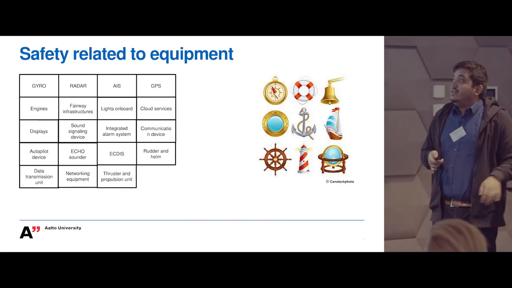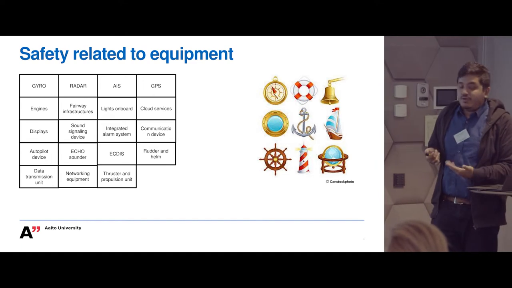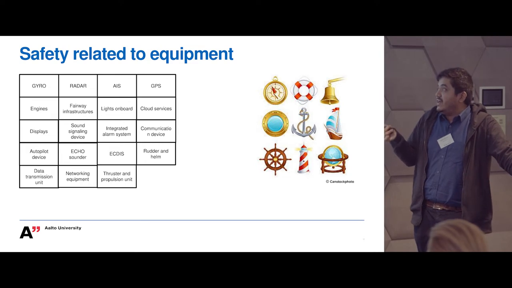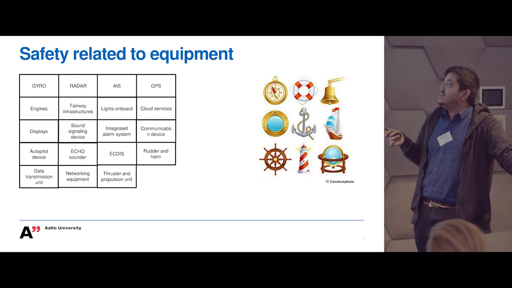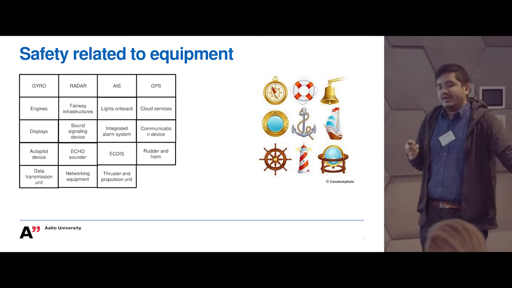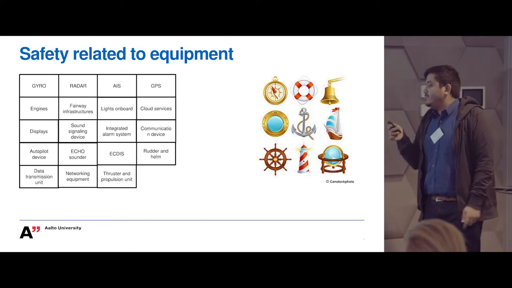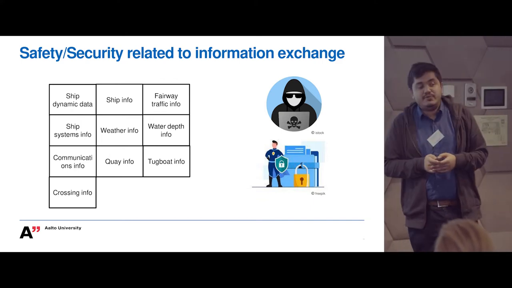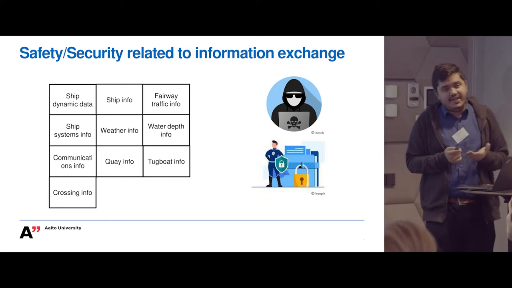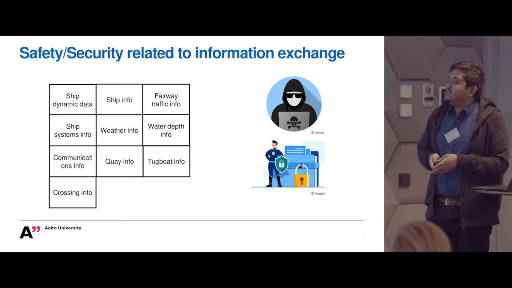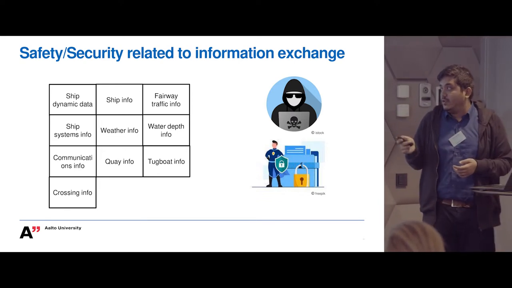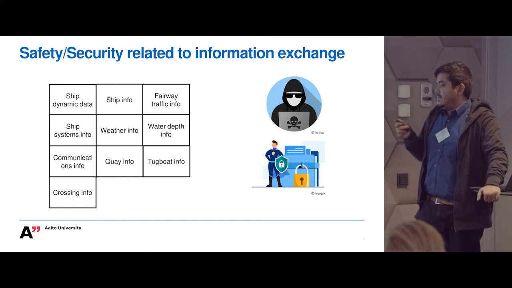In the equipment category, we covered issues related to gyro, how it could fail, what the potential safety controls could be in order to prevent them, and so on for radar, AIS, GPS, engines, failure infrastructures, lights, cloud services, displays, and all the equipment that's basically used in pilotage. And then also the data, because it's one of the critical aspects in remote pilotage that everything needs to be shared. So there shouldn't be any issues with transferring the ship dynamic data, ship information, fairway traffic information, and so on. There are lots of different kinds of data that need to be transferred.